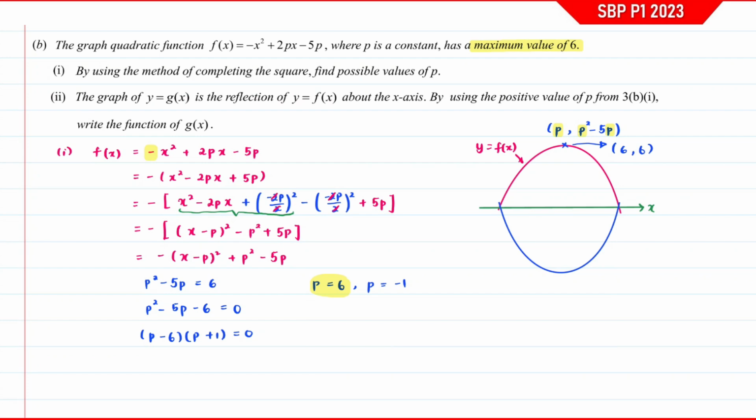So let's say this is the x-axis. Then the graph of y equal to g(x), which is the reflection of y equal to f(x) about the x-axis, will look like this. So here the coordinates of the minimum point of the graph y equal to g(x) will be, the x will be the same as 6, but the coordinate y will become negative 6. So here we can write the function of g(x) in vertex form. After reflection, the a will change from negative 1 to become positive 1. So here we're going to get bracket x minus 6 squared minus 6.